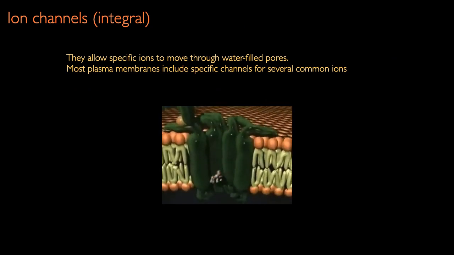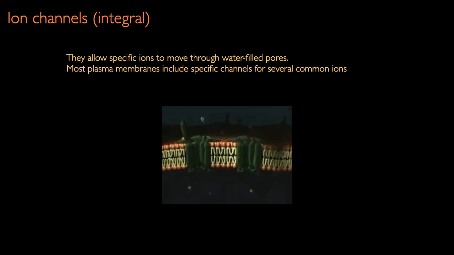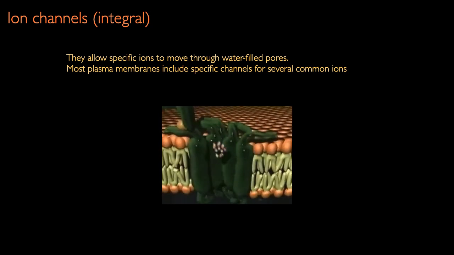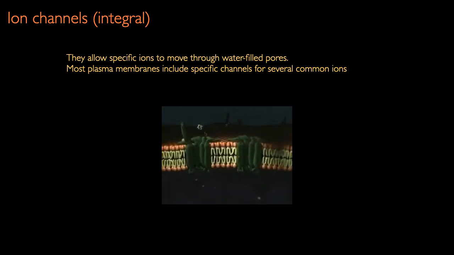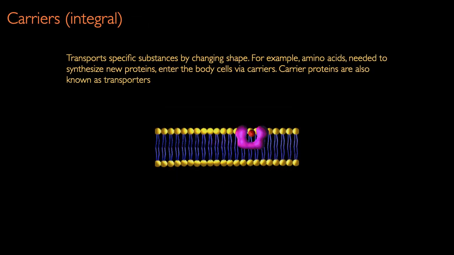Okay, ion channels are made of integral proteins that cross the membrane side to side, as you see in this animation. And they form water-filled pores for the passage of specific ions, which are very, very tiny particles. Membrane carriers are integral proteins that may change their shape to transport specific molecules like amino acids. You know that proteins are made of amino acids. And this type of carriers are also called transporters.